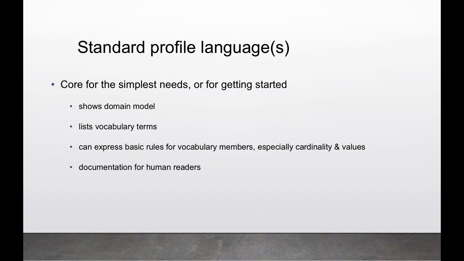So one of my goals is to see if we can't come up with a simple core standard profile language. And we want a profile language that shows the domain model, shows the things that are in your domain, that lists the vocabulary terms, that can express basic rules for your vocabulary, especially cardinality and what valid values are. And that also provides documentation for human readers.